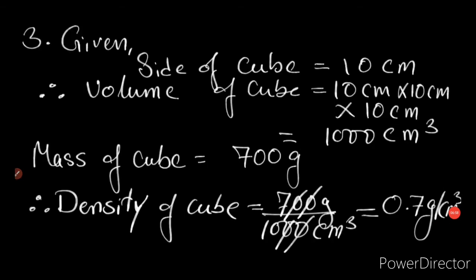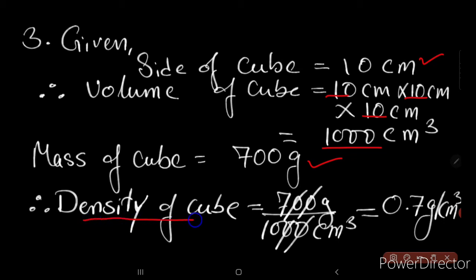Now coming to the solution of number 3, given the side of the cube is 10 centimeter, so the volume of the cube will be length into breadth into height, which gives me 1000 centimeter cube. Now the mass of the cube given to us is 700 gram. So the density of the cube from these two values, mass and volume, we can calculate to be 0.7 gram per centimeter cube by using the formula mass by volume.